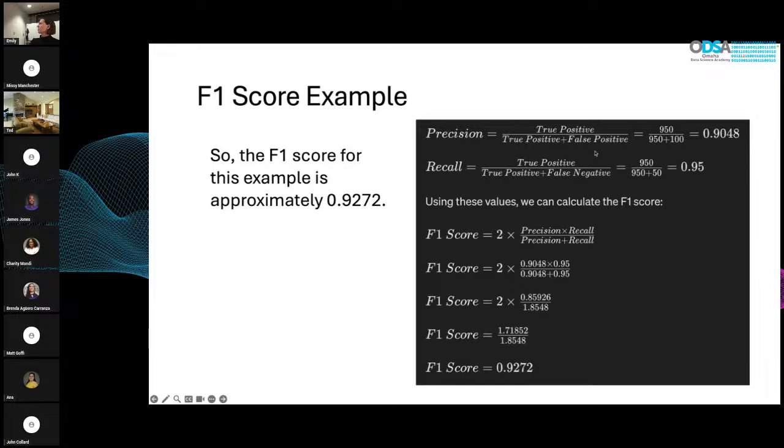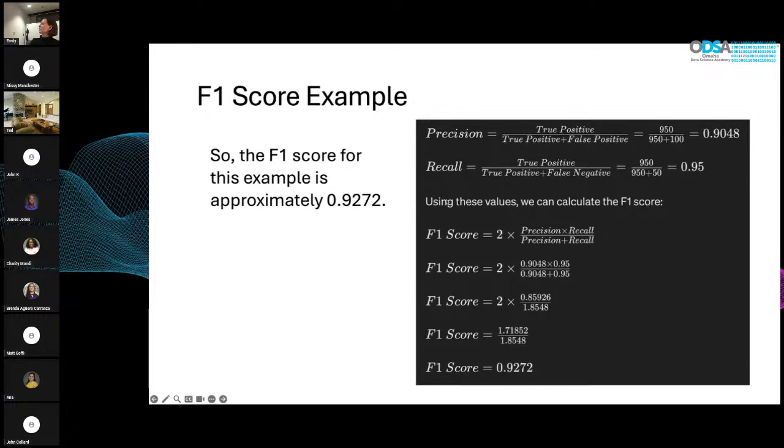So precision, we're calculating as our true positives over true positives plus our false positives. Plugging this in, true positive 950 plus 100, that gives us about 90%. Here's our recall, same thing, but with the false negatives, so that's about 95%.